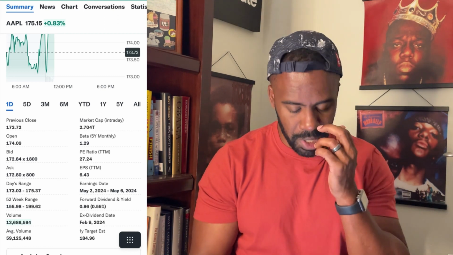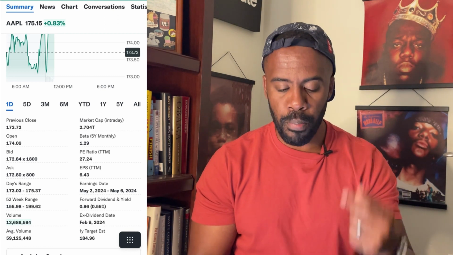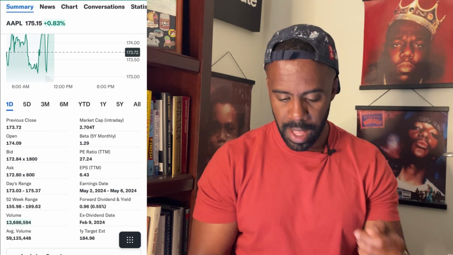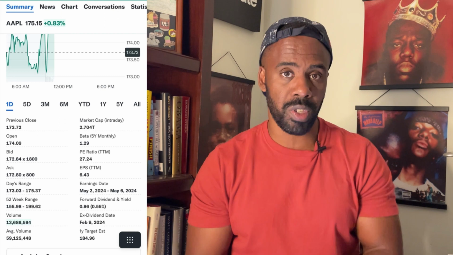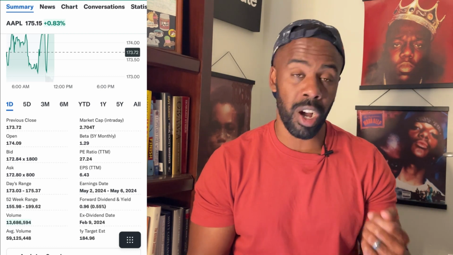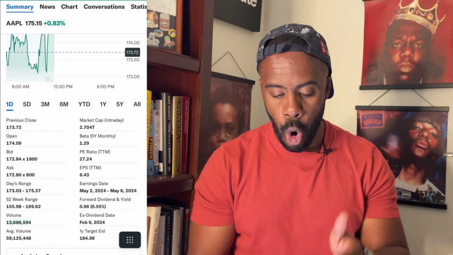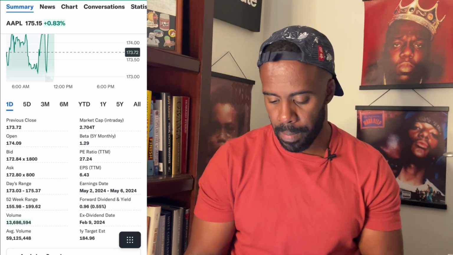So the first thing I want to discuss is the previous close price. In this case, it's saying it's $173.72. What that's saying is the previous time the market closed, that's how much the stock closed for. It closed for $173.72. Now it opened because it happens quite a bit, but not as much.